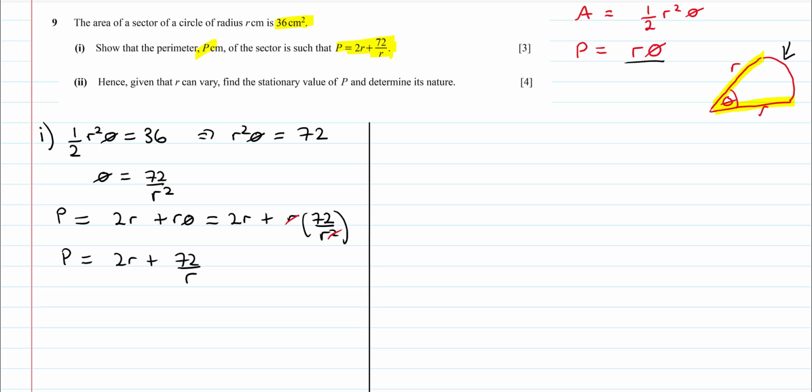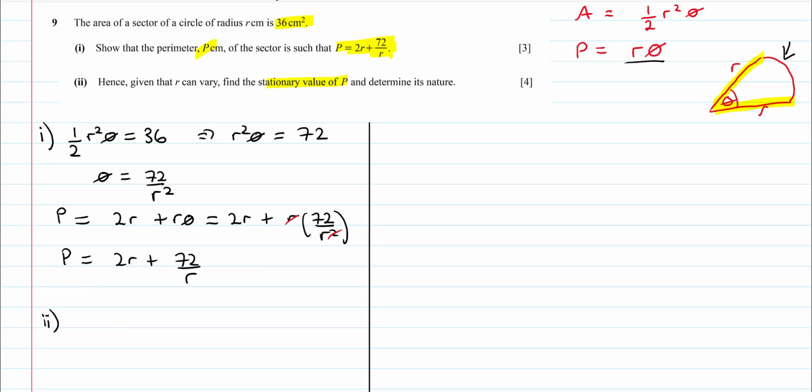For part 2, we're given that r can vary, and we need to find the stationary value of P and determine its nature. So given that r can vary then, and we need to find the stationary value, we need to take the derivative of P with respect to r. So we've got our equation here for P.